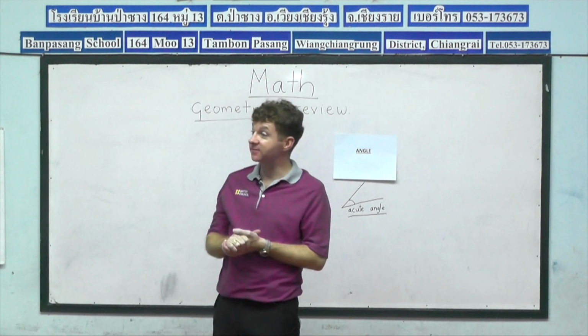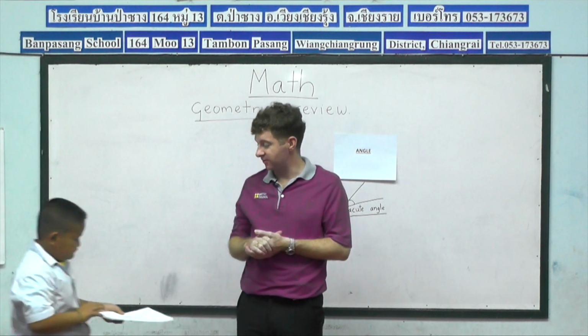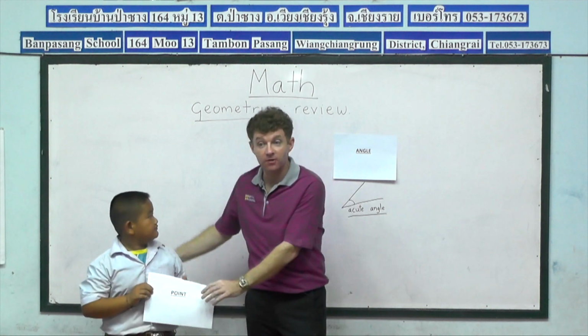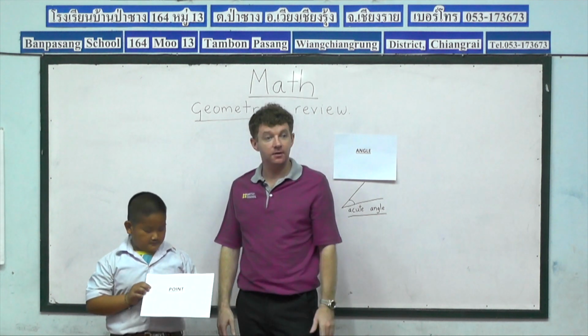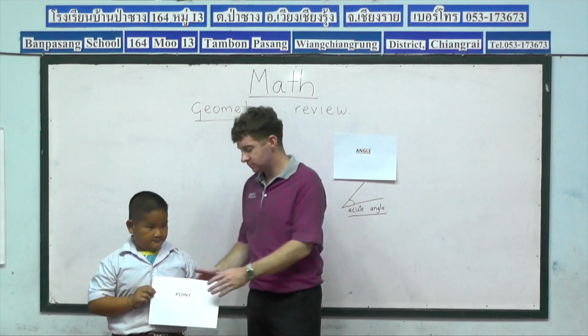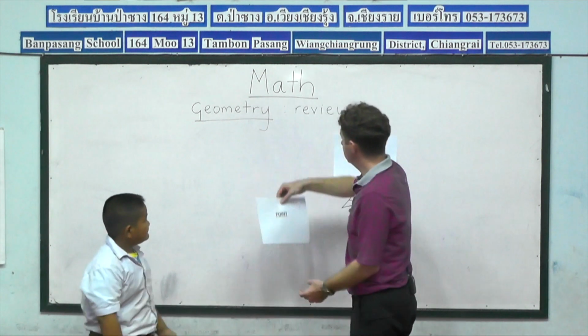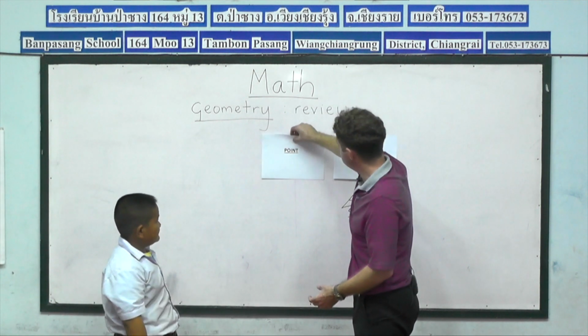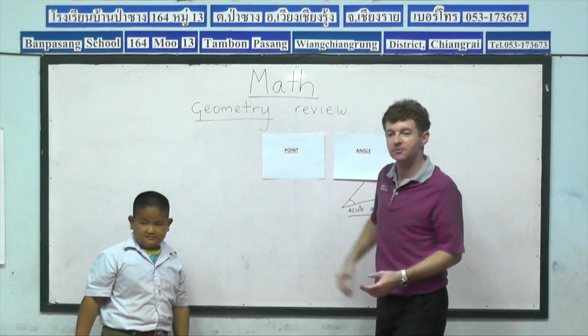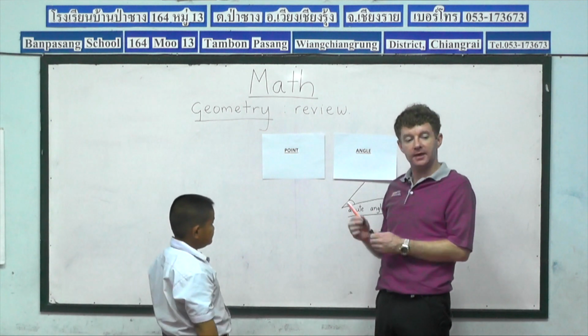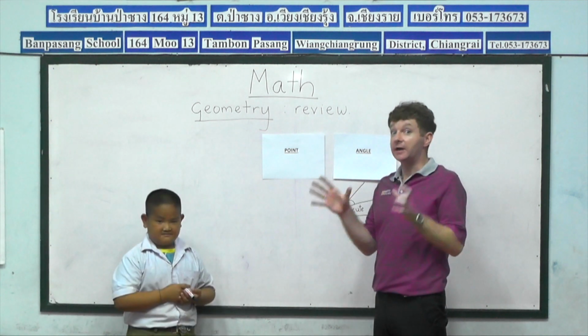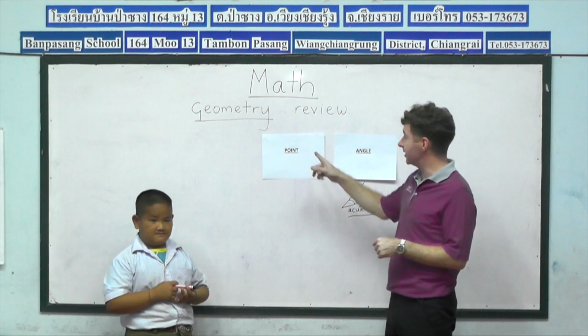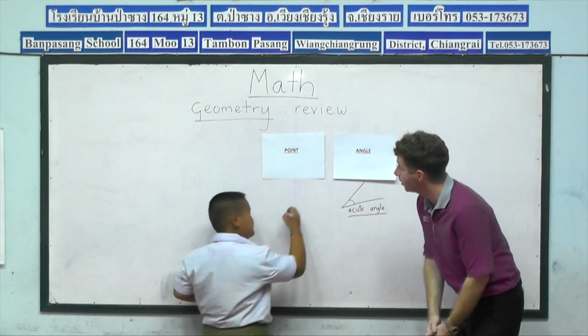Okay, so Net, let's show our friends the flashcard. What does the flashcard say, guys? Point. Okay, so now Net has to draw us a nice point in this column here. Now, what does a point look like, guys? And now it's up to Net to demonstrate how we can draw a point on the board.